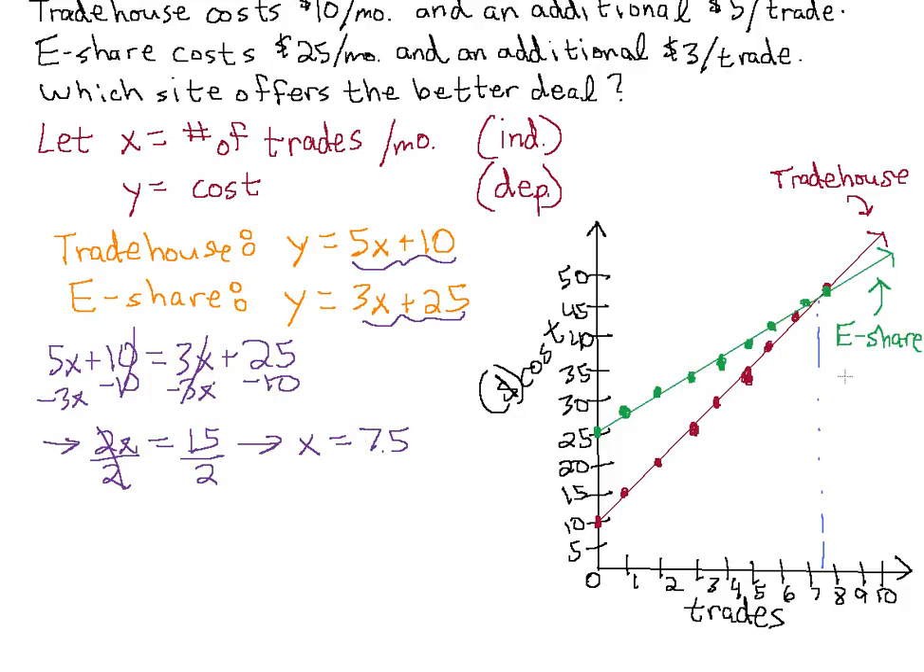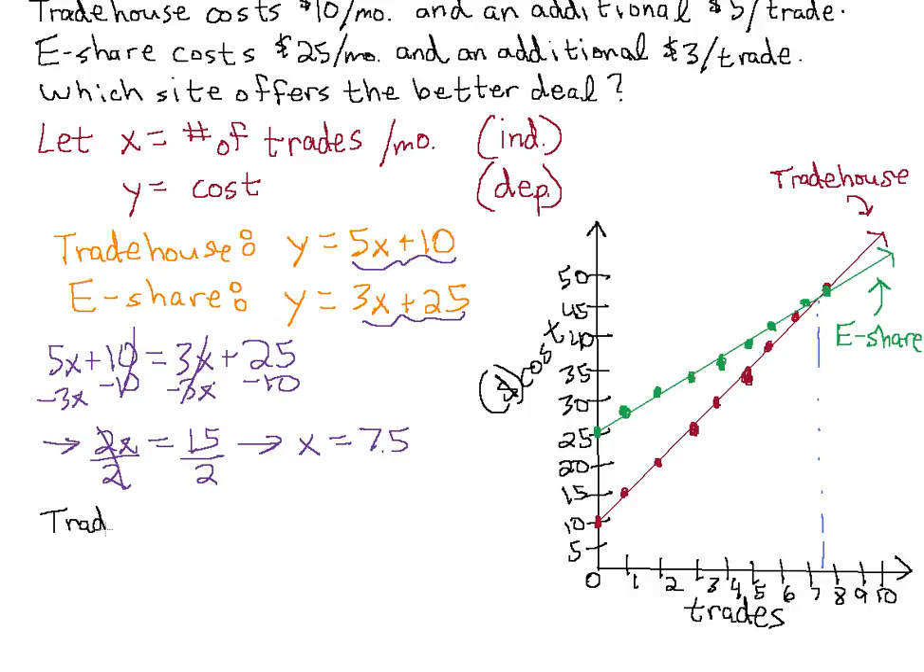So that means the two sites cost the same if Paul makes 7.5 trades, but since we can't make 7.5 trades, what we can take away from this information is that Trade House is cheaper if Paul makes 7 trades or less per month. And if he makes 8 or more trades per month, then eShare is the better deal. So our question being asked is, which site offers the better deal? And the answer to that is, it depends.